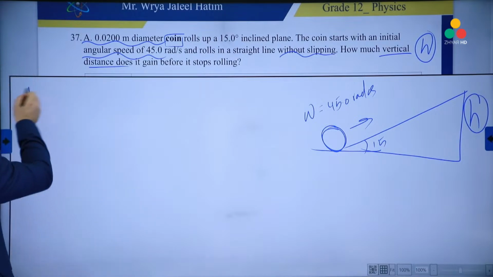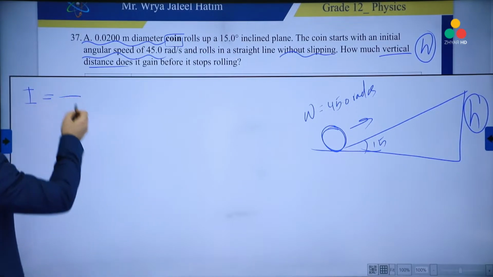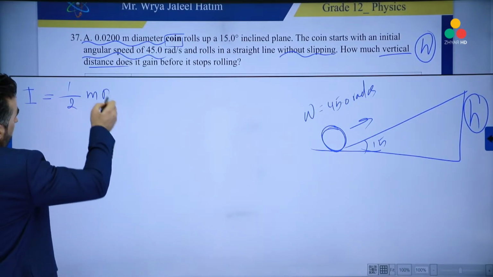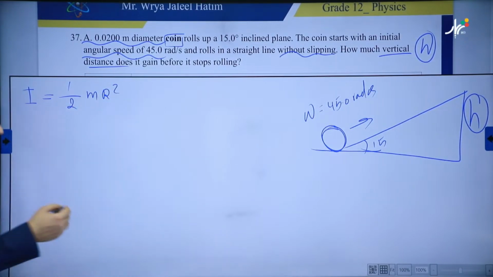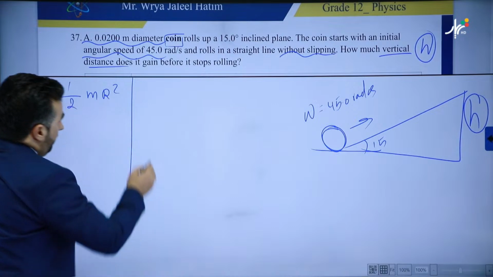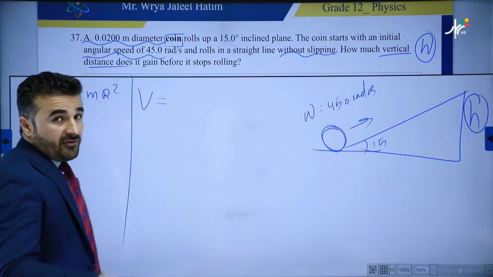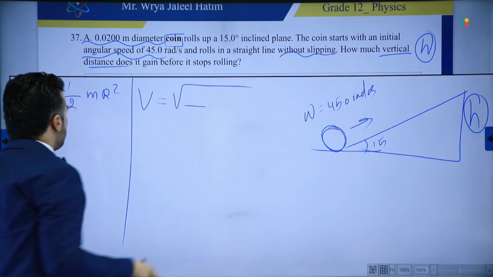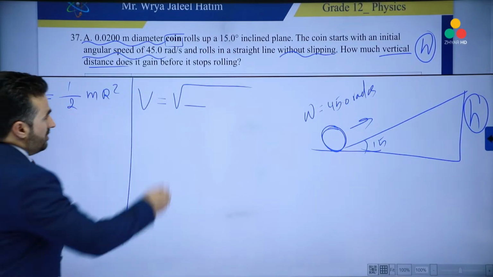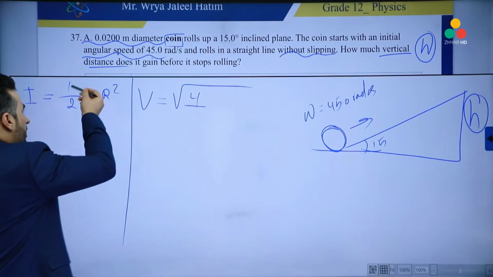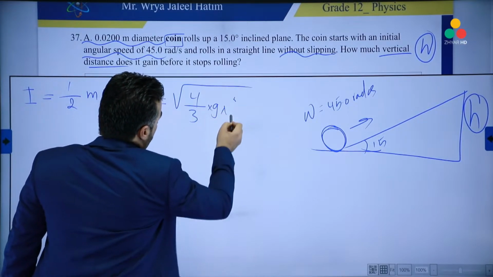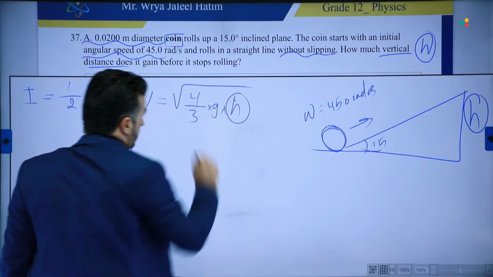Now, in order to answer this, first of all, we're going to write the equation for the moment of inertia of a coin. You know it already: it is 1/2 mass times the radius squared. Very good. So the equation that we need is V equals the square root of a fraction: 2 times 2 in the denominator is 4, numerator plus denominator is 3, so 4/3, multiplied by g, multiplied by the height. This height is what we're trying to find.